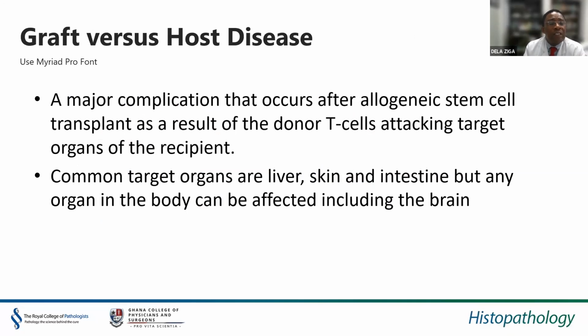Graft versus host disease is the most common complication of transplant that every physician who sees this patient is concerned about. It comes about when the allogeneic stem cells from the donor begin to attack the recipient cells and cause damage. These cells, most of the time, traffic to the liver, the skin, and intestine, but they can traffic to any organ in the body, including the brain.